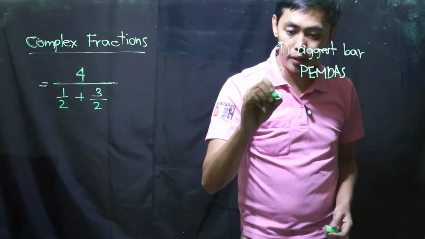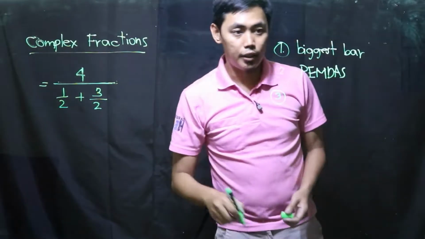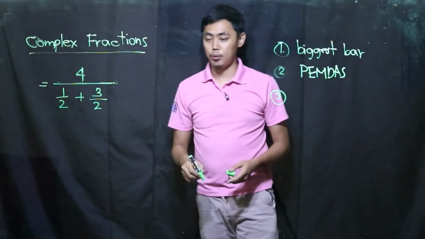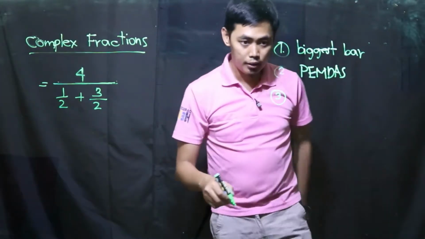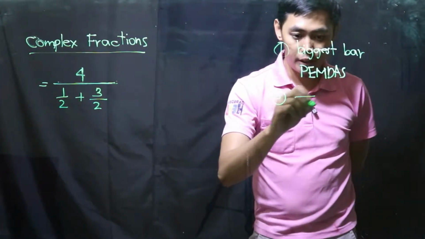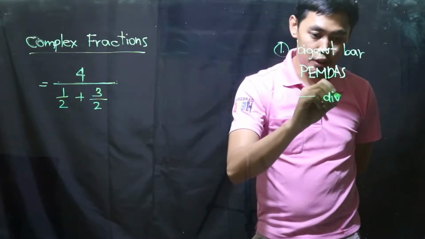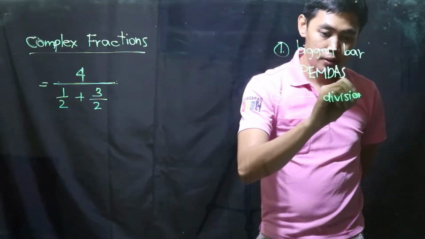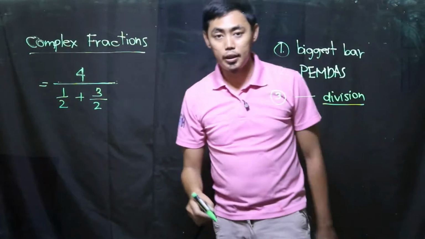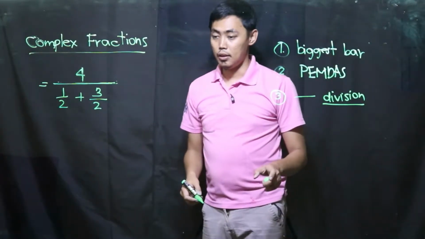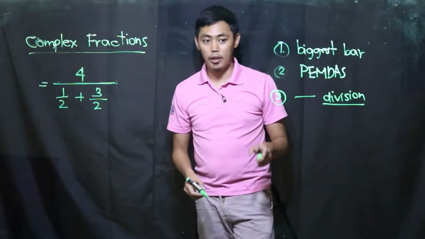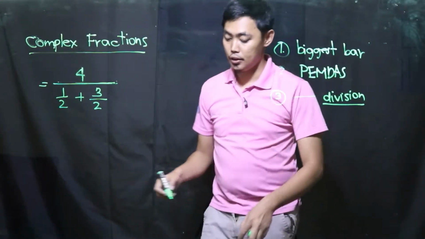And then number 3 here is, you will need to always keep in mind that the bar sign is actually division. So you will not be confused. Okay? So let us go ahead and solve this.